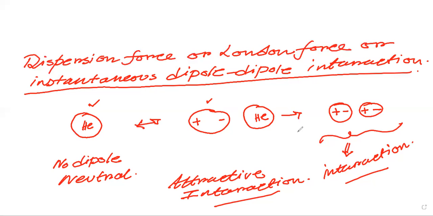This is a very weak force, and it varies as 1 by r to the power 6, that is, the inverse of the sixth power of distance. So we can say that the force is very weak, and as soon as the distance increases, the force decreases to a great extent. Hence, we call it a weak force, or we study it under the section of weak forces.